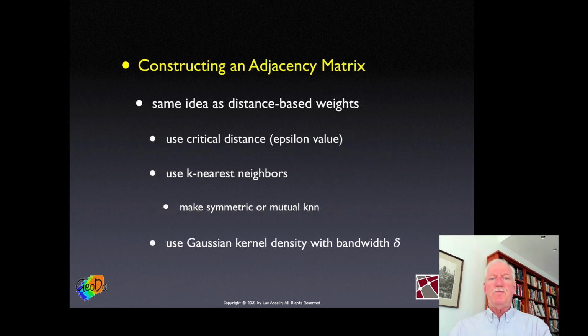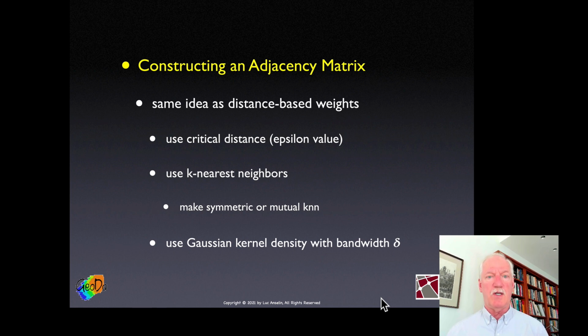So the one piece that I haven't talked about is the adjacency matrix. We start with a similarity matrix. That gives us a graph structure. We simplify the graph structure by the adjacency matrix. Then we obtain cuts in the graph, which is equivalent to finding the k smallest eigenvalues. So how do we get this adjacency matrix? As I mentioned, it's the same idea as for distance-based weights in spatial autocorrelation analysis.